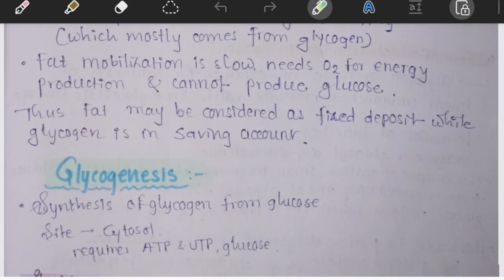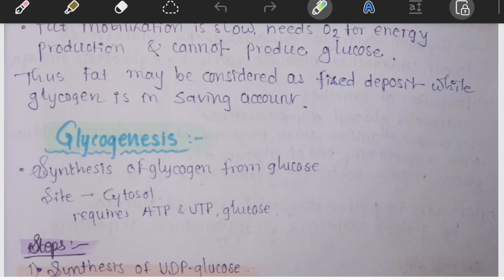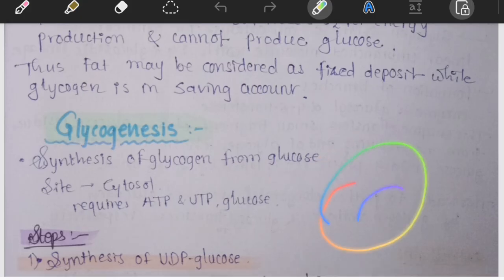This process is called glycogenesis. Glycogenesis is the synthesis of glycogen from glucose. It occurs in the cytosol and it requires ATP, UTP, and glucose. Now let's build the glycogen step by step.